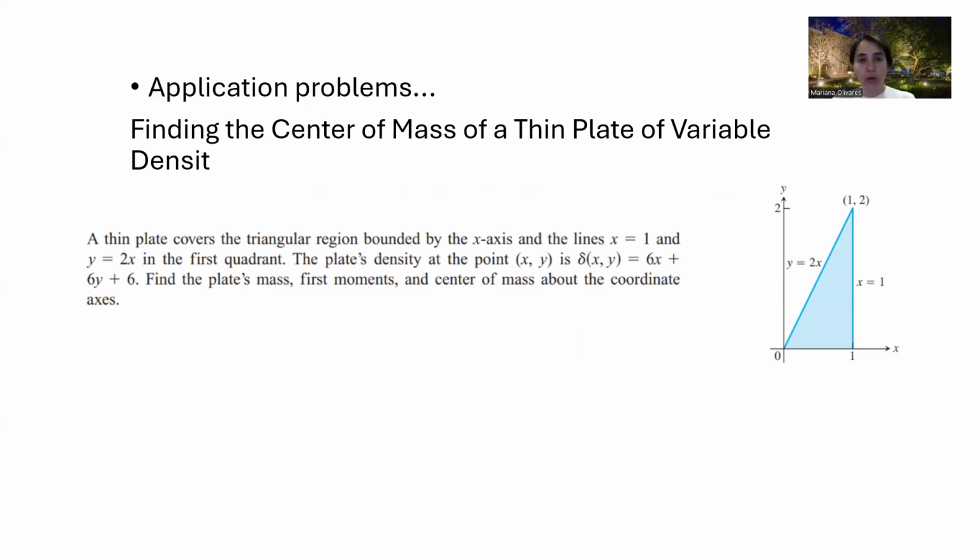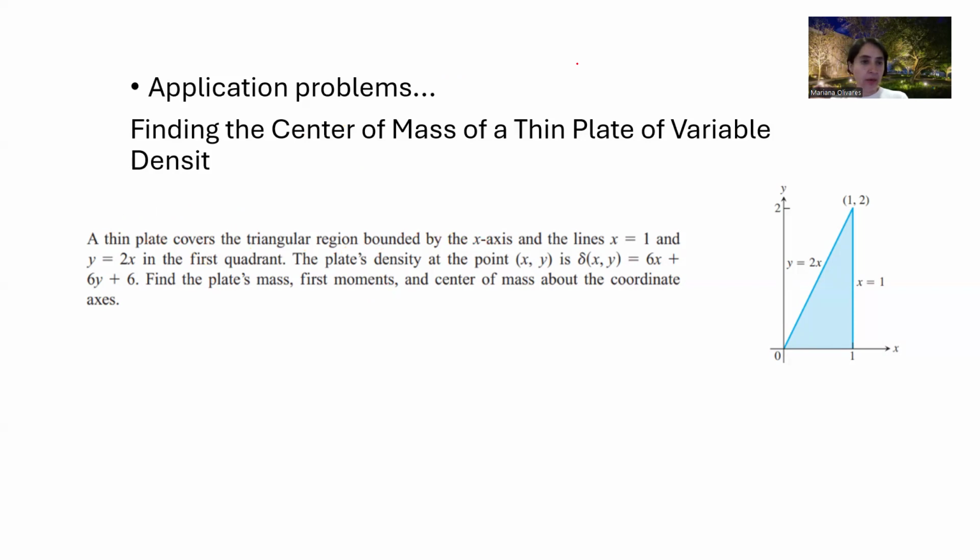Okay. We're going to find the center of mass of this thin plate with variable density. Let's consider the shape of the plate is actually something like the triangle that we have there. And look, they are telling us that a thin plate covers the triangle region bounded by the x-axis.